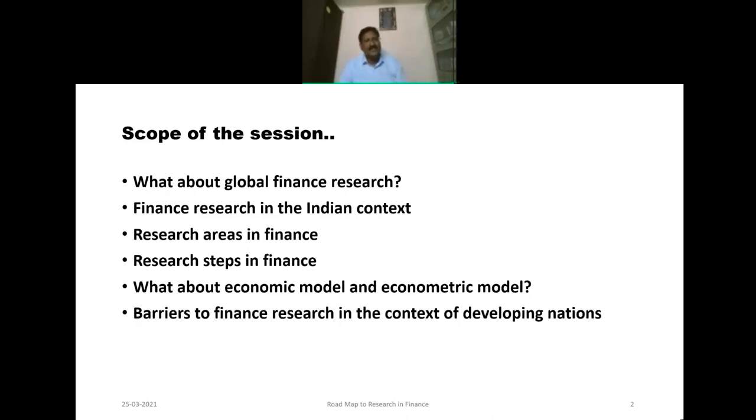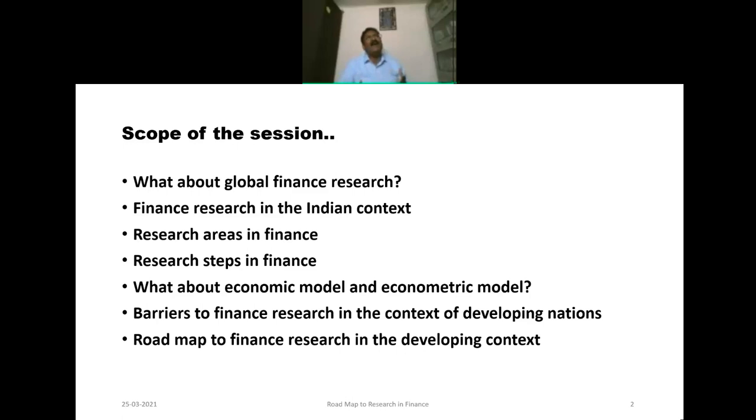Then we will discuss the barriers to finance research in the context of developing nations. Then a roadmap to finance research, especially in the developing nations context. And I'll make my concluding remarks. So this is the order in which we would be discussing the entire session, a roadmap for finance research.